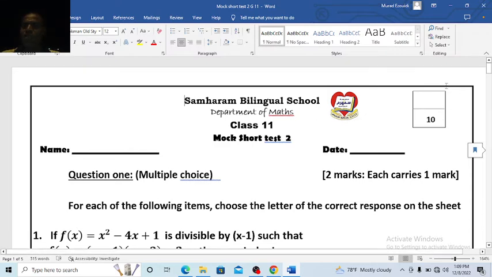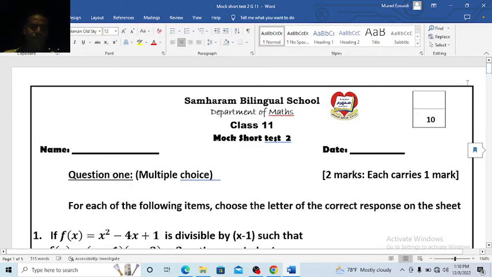The short test will carry 10 marks. I wish that you will get full marks if you keep revising and do well in your exam. This is Mock Short Test 2. I will give a slight idea about how to solve questions dealing with the remainder theorem and factor theorem, gradient, equation of normal, equation of tangent on the curve, stationary points, increasing function, decreasing function, and partial fractions.